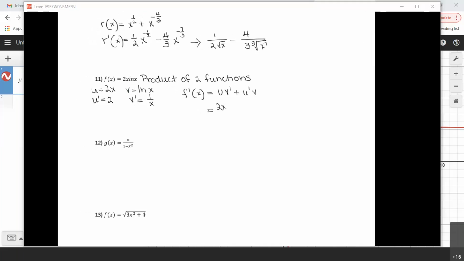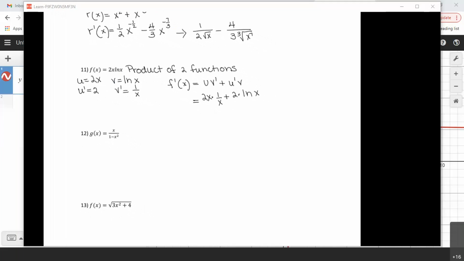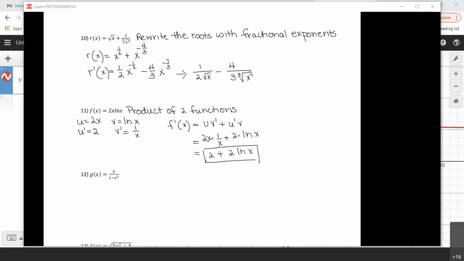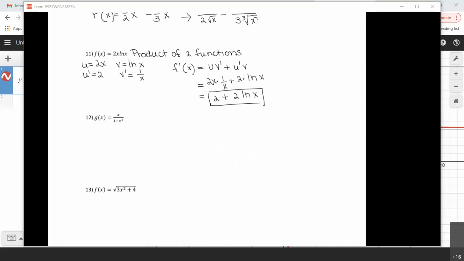Here's 2x, here's v prime, here's u prime, here's v. You might notice that you've got x's that cancel out here, so this can be simplified as 2 plus 2 ln x, if you want to do that. Okay, I guess I should simplify if I can.